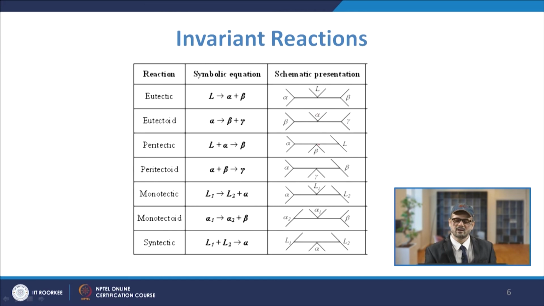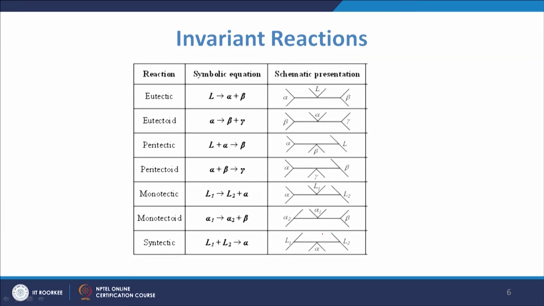alpha to beta plus gamma. So, alpha plus liquid to beta, similarly alpha plus beta to gamma, so liquid will be to alpha plus another liquid, alpha 1 is alpha 2 plus beta, and similarly liquid 1 plus liquid 2 will, on cooling, make you the alpha. So, these are the different invariant reactions, and we will be facing these invariant reactions as we discuss the different types of phase diagrams, either for the ferrous system or the non-ferrous system.